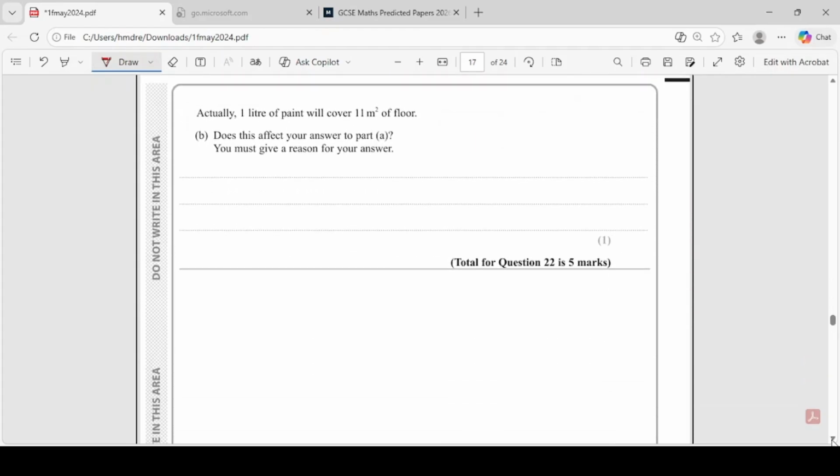Actually, 1 liter of paint will cover 11 meters squared of floor. Does this affect your answer to part A? You must give a reason for your answer. So it does not affect our answer. So no. What this means is it will cover even more. She already had enough paint.